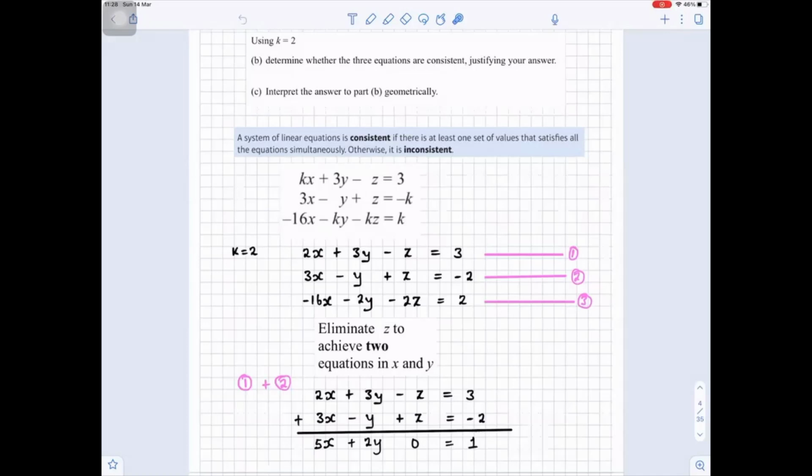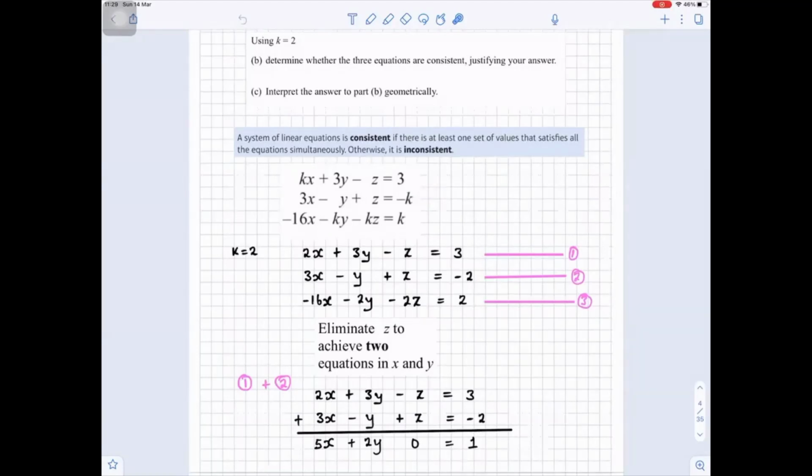So if I write the equations and we want to use k equals 2, it's told us in the question that k is 2. So we substitute 2 for k. Wherever we see k, we put 2. So we replace k with 2. So we have 2x plus 3y minus z equals 3. 3x minus y plus z is equals to, for k we put 2, so it'll be minus 2. So you have three equations, 1, 2, and 3.